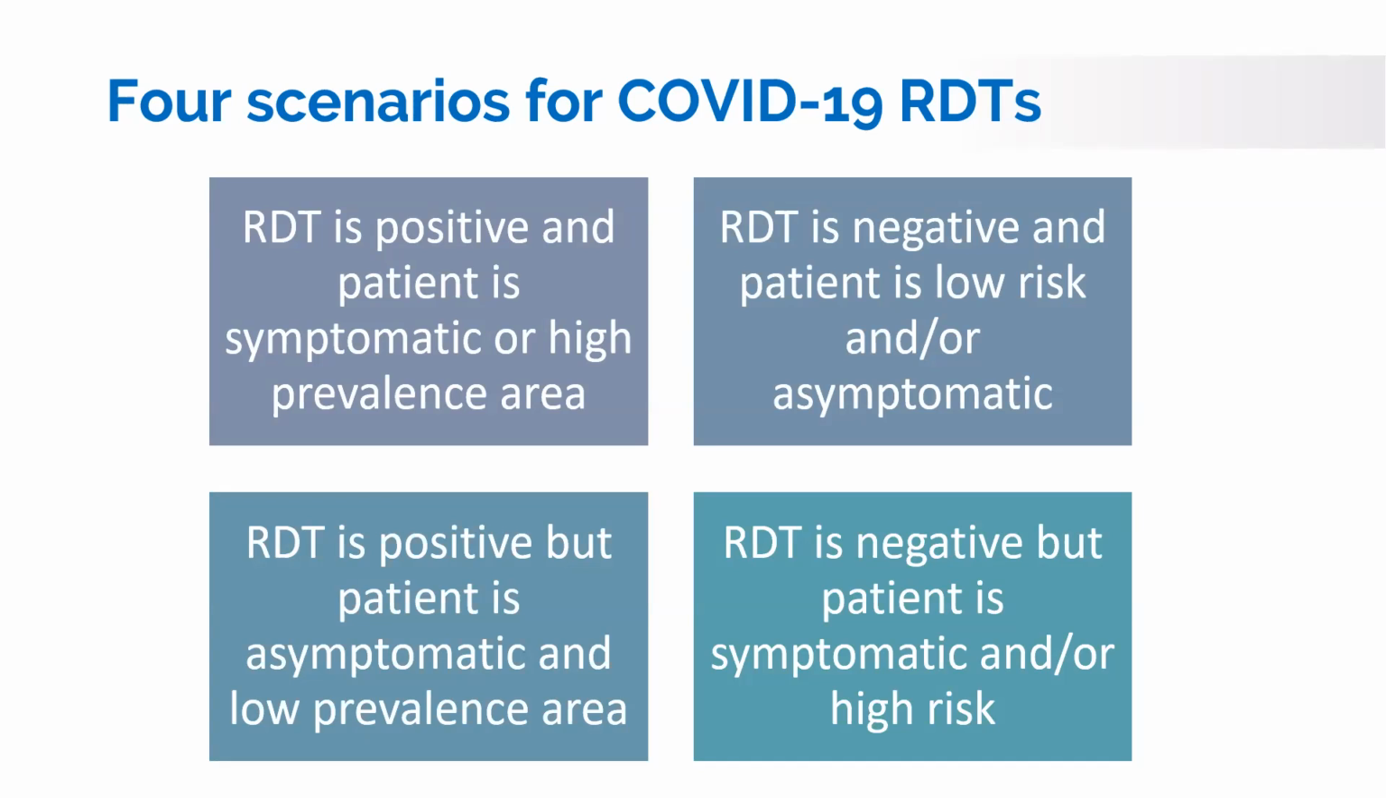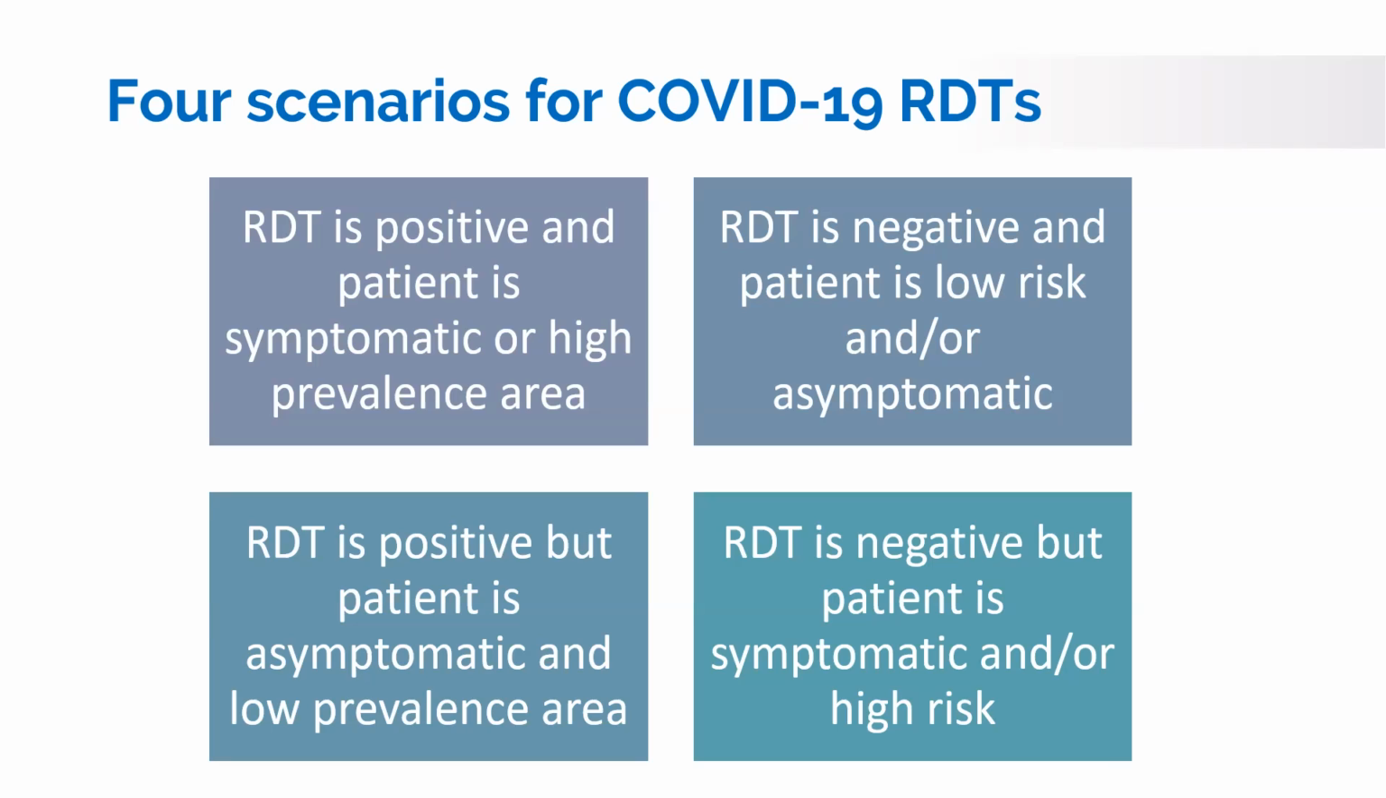1, the patient is positive and they're from a symptomatic or a high prevalence area. That means that the patient is then presumed positive, and that just needs to be entered. There's no further testing for the patient. The second one is the rapid diagnostic test is negative and the patient is low risk and or asymptomatic. In that case also, they are presumed negative and no further testing is required. You don't send any lab swabs off.